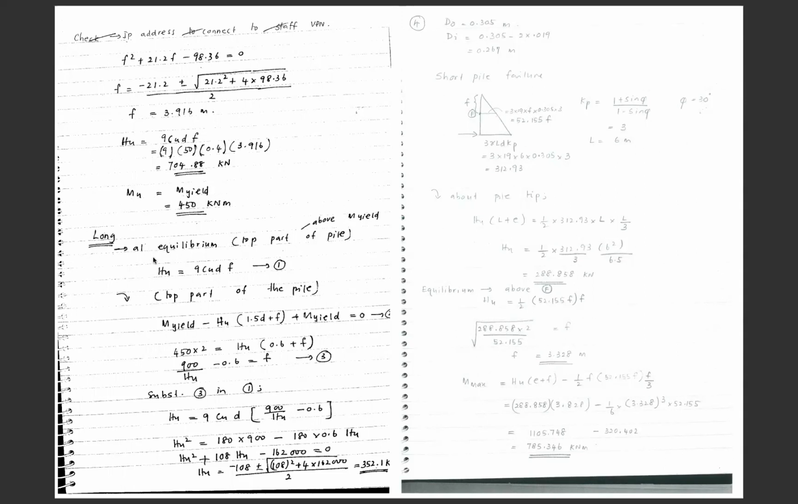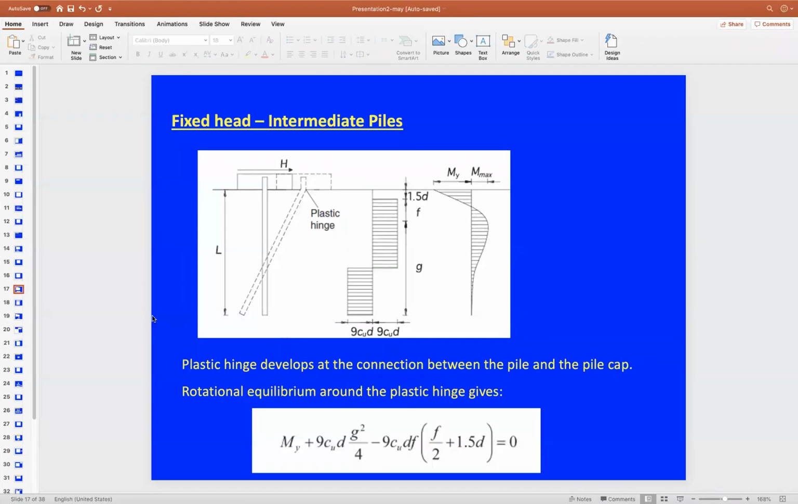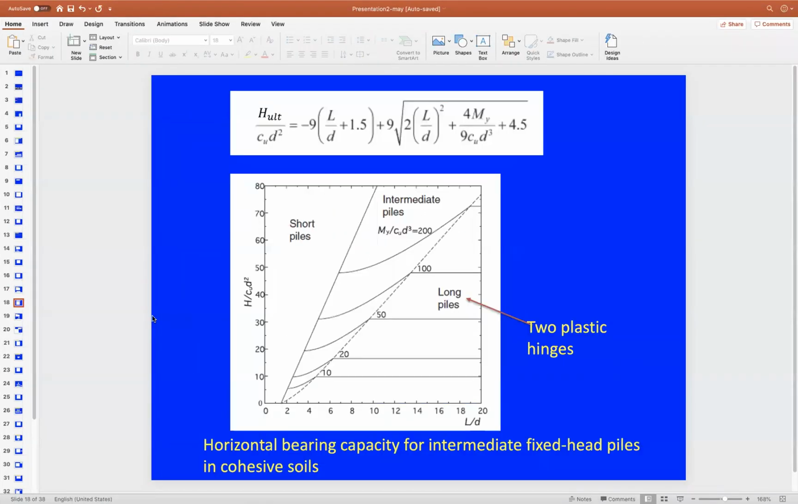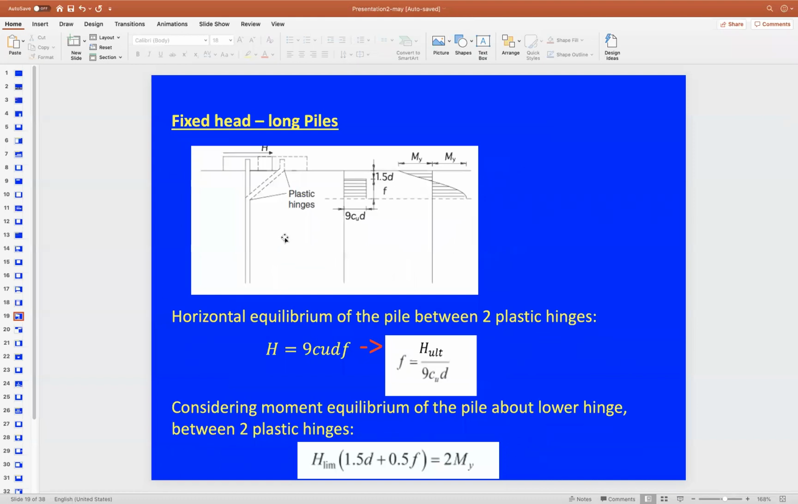And the last one to solve here is the one coming from the long pile failure scenario. Again, you can use the static equilibrium principles, or you can use the derived equations. The derived equation here is H equals 9 Cu D f, and then you can relate this one considering the moment arm of the pile about the lower hinge between the 2 plastic hinges. We're going to end up with this equation, which is a function of f and My.